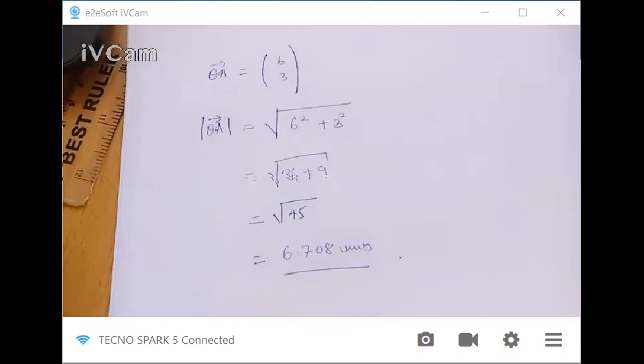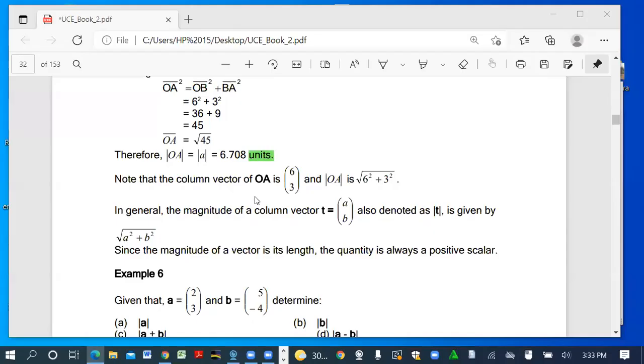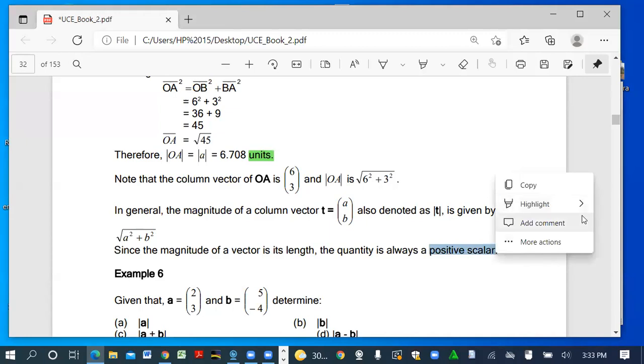Now let us proceed with our question, which is there. They are telling you that in general, if a vector T is given by this, the magnitude of a vector is denoted as this, and it is given by the square root of a squared plus b squared. Since the magnitude of a vector is its length, the quantity is always positive. Always positive.